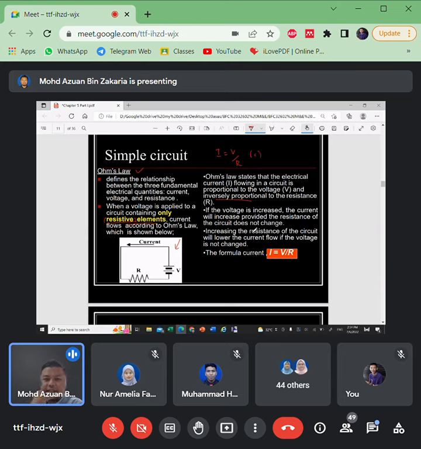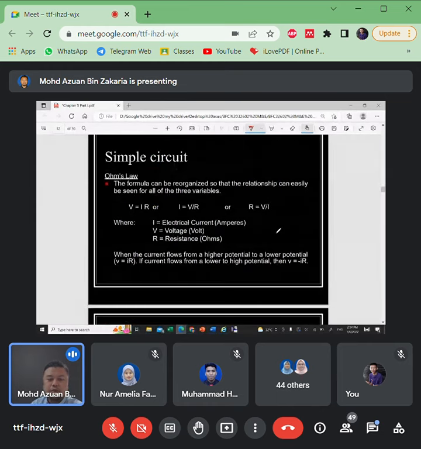Okay. Increasing the resistance of the circuit will lower the current flow of the charge. Okay, like this. If the current increases, since it is proportional to the voltage, the voltage will also increase. Meanwhile, when the current increases, the resistance is reduced. But if the resistance increases, the current will reduce and voltage will also reduce. Okay, so you need to remember this.